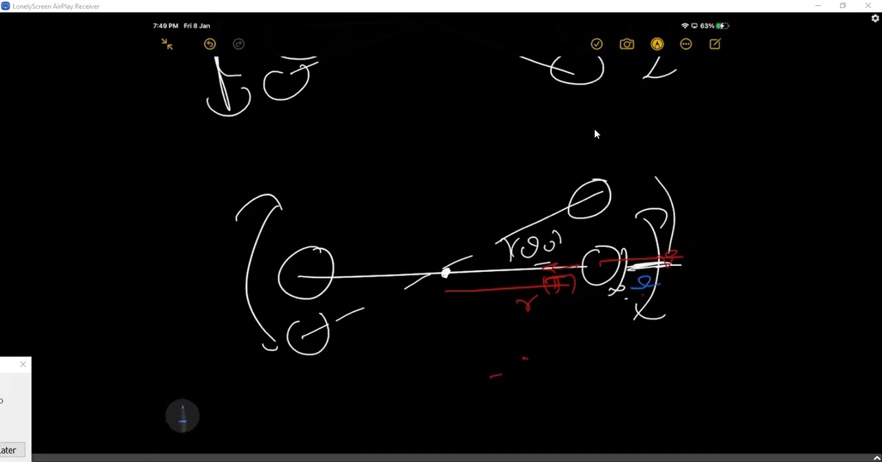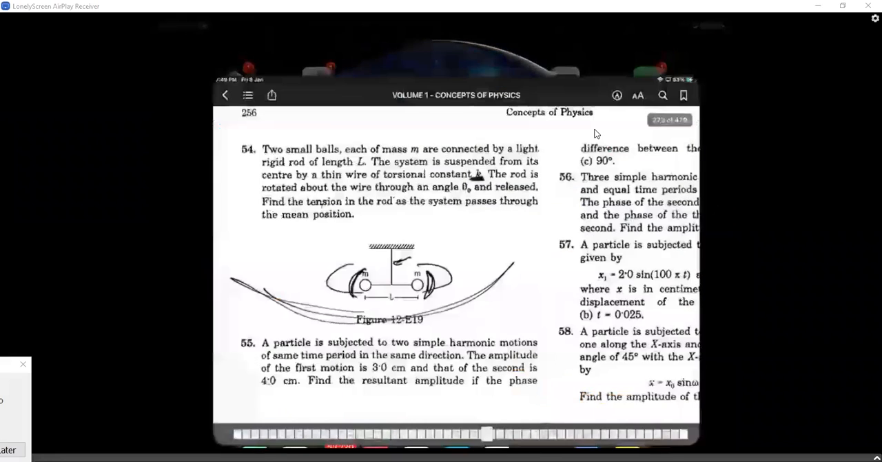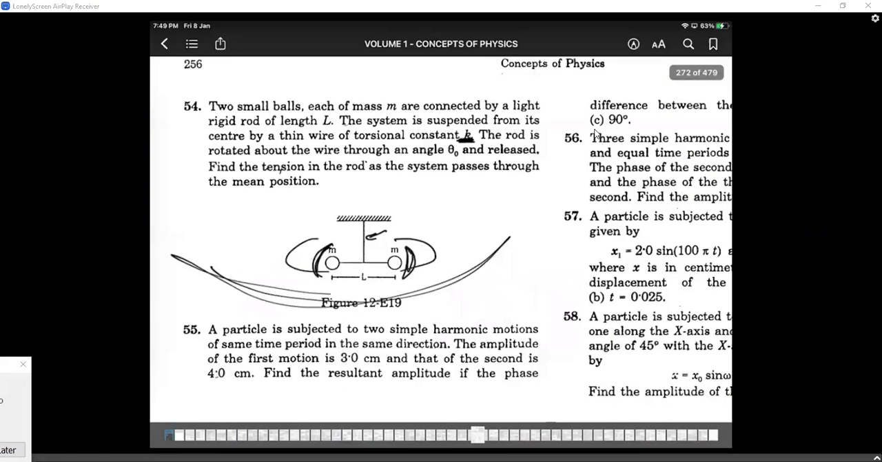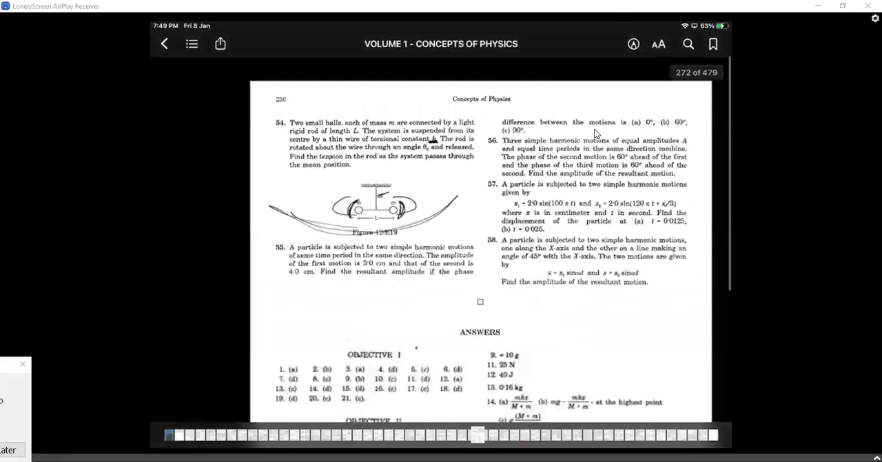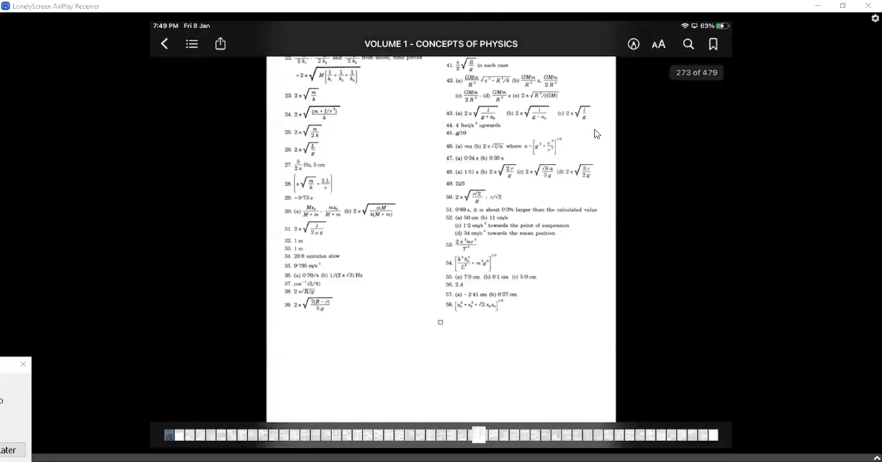Sir, we have to include mg also in this. No, mg is acting vertically, right? This is happening in a horizontal plane. You don't have to mention the mg. Because in the answer they gave mg, sir. Yes, sir, in the answers in the end it is given mg. Wait a second. What tension did he ask? Find the tension in the rod as the system passes through the mean position. Question number 54, there is an mg there.